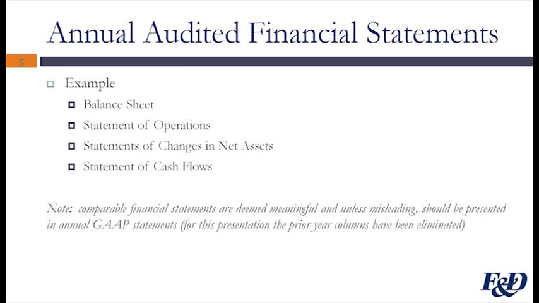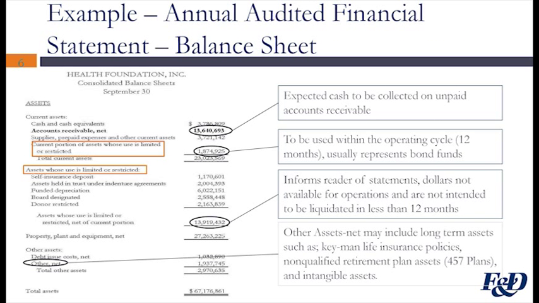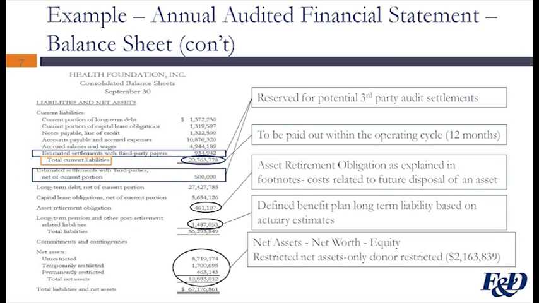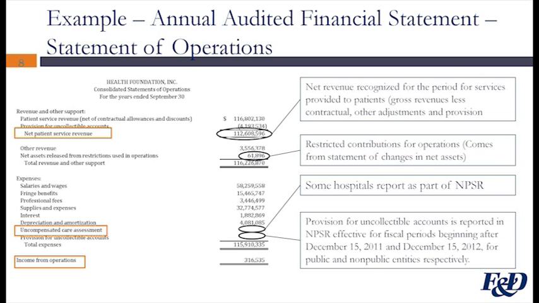The first is the balance sheet. Really no difference between a healthcare entity and a for-profit entity. A balance sheet is a snapshot in time of what the assets, liabilities, and net assets of the healthcare organization are. The second statement is a statement of operations or activities.